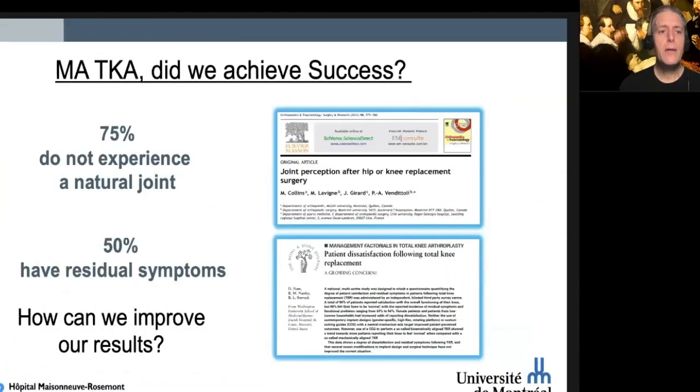So with mechanical alignment total knee arthroplasty, did we achieve success? In fact, not really. 75% of our patients do not experience a natural joint. 50% of them have residual symptoms. So we should question ourselves, how can we improve our results?